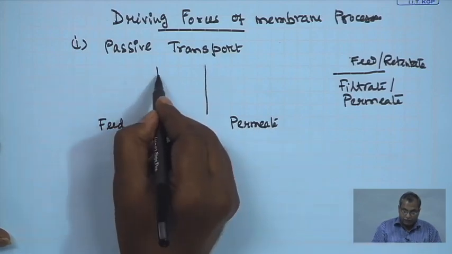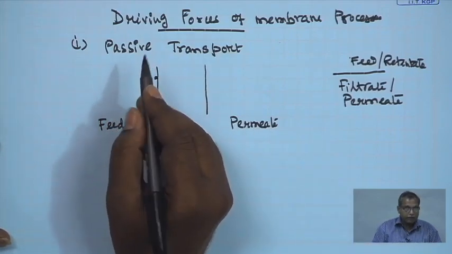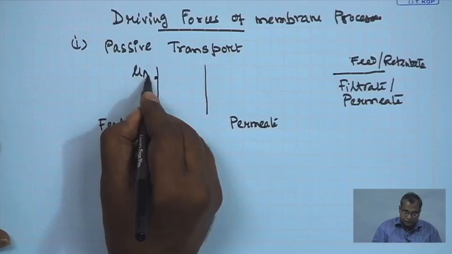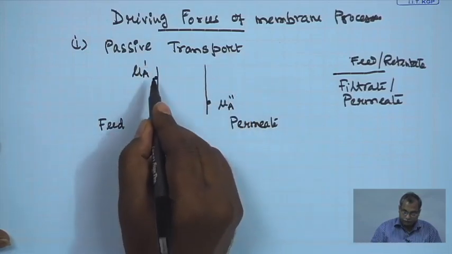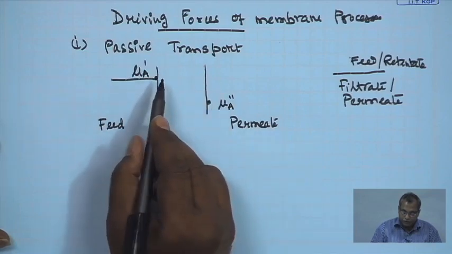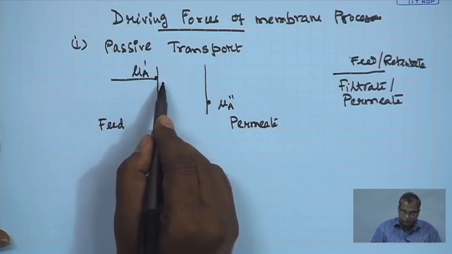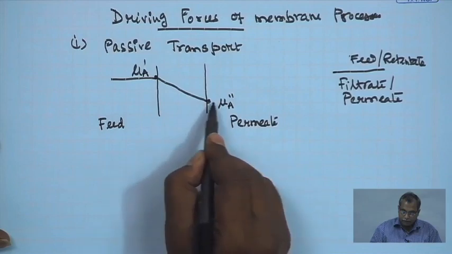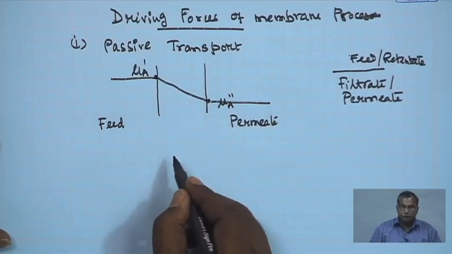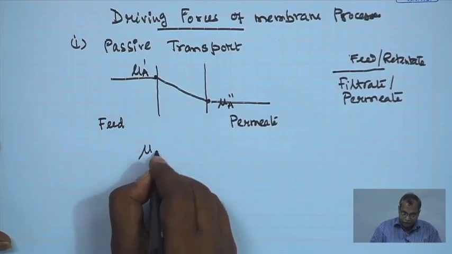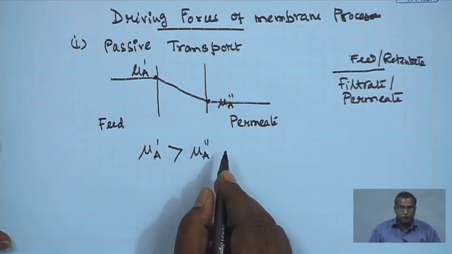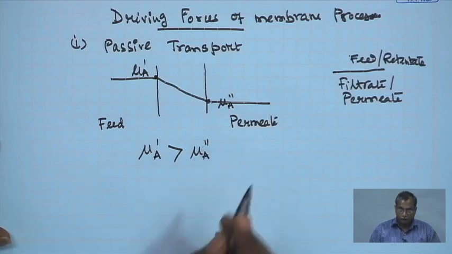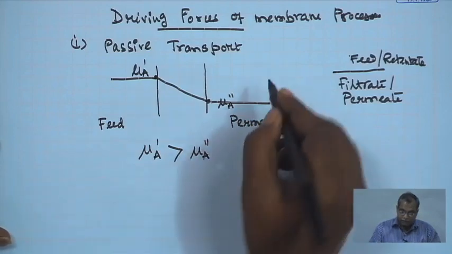So, in the feed stream, if the chemical potential of a particular component A is higher than the chemical potential in the downstream, so mu A prime is the chemical potential in the feed, and mu A double prime is the chemical potential in the permeate, and if mu A prime is greater than mu A double prime, then there will be solute transport through the membrane from the feed side to the permeate side, and this is known as the passive transport.